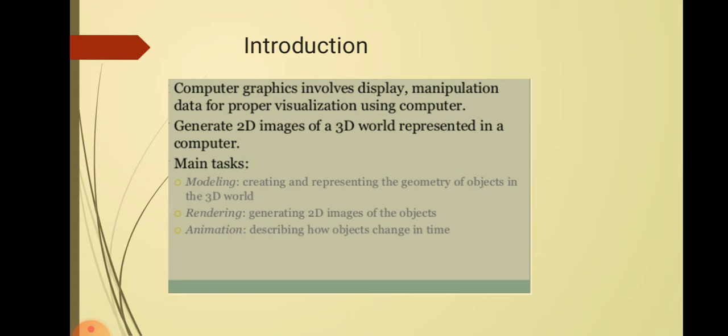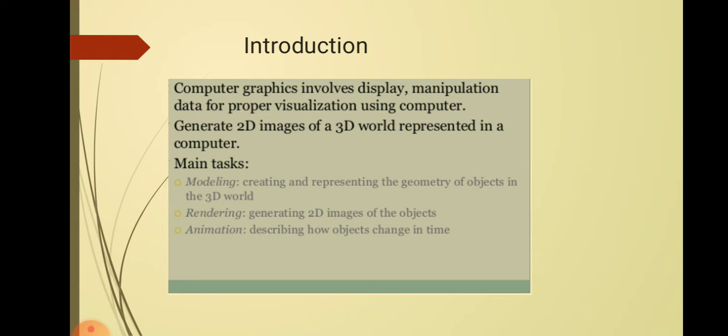First of all, what is computer graphics? Computer graphics involves display and manipulation of data for proper visualization using a computer, generating 2D images of a 3D world represented in a computer. Then creation, manipulation and storage of geometric objects and their images. Then display those images on screen or hard copy devices. Then the main tasks in computer graphics.